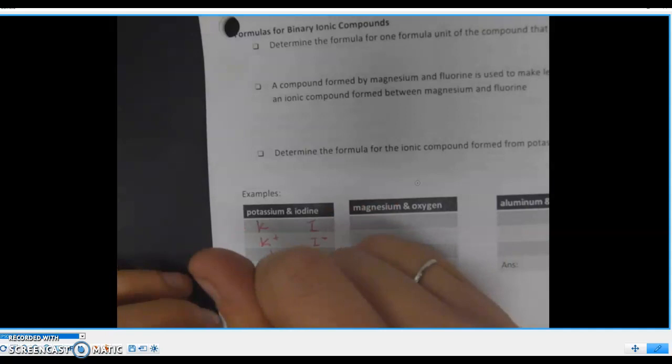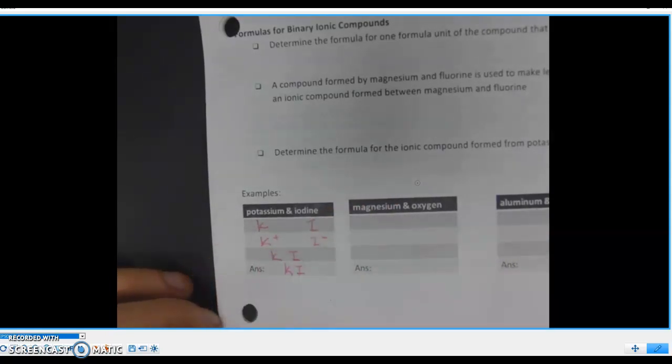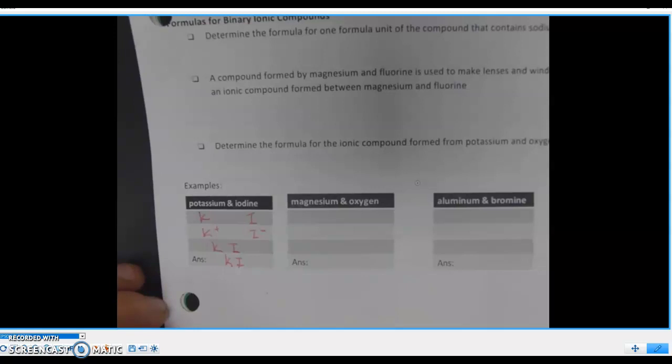If we can, we're going to reduce this down to the lowest possible whole number ratio, but 1 to 1 is the lowest it can be. So the formula for an ionic compound between potassium and iodine would be 1 potassium and 1 iodine. The name that we would give, we say the cation, and then the anion we end with "ide," so it'd be potassium iodide.